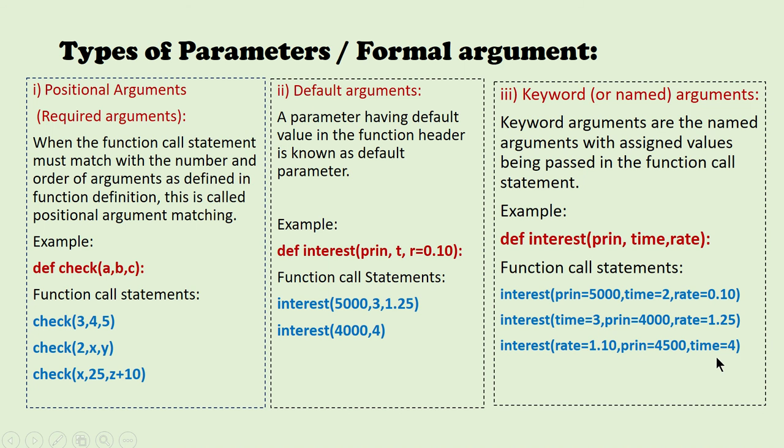Again it is in a different order, however I am specifying the name of the parameter. That is what we call keyword or named arguments. These are all the different types of parameters or formal arguments that you can use while writing a user defined function.